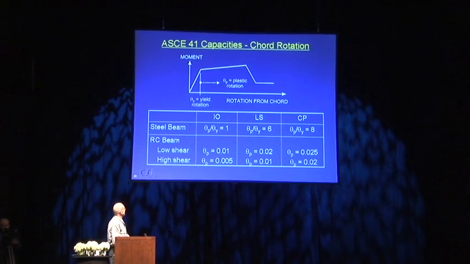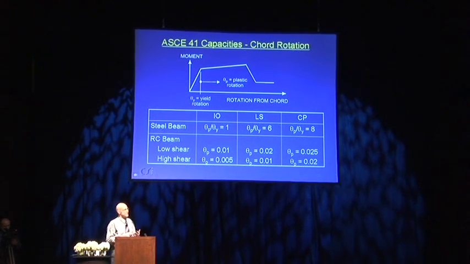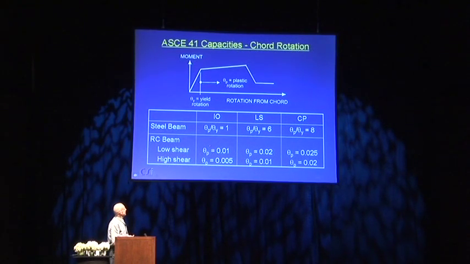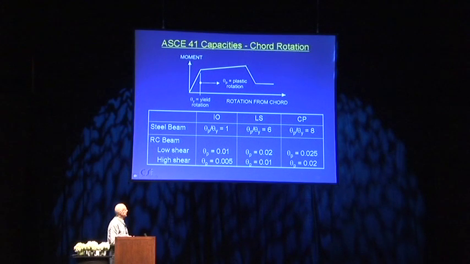It's probably going to get more complicated as time goes by. Reinforced concrete beam is a little more complicated because it's a common sense thing: if you have a high shear force at a plastic hinge, that hinge is going to be more brittle than a hinge which has got a low shear force. So it's going to have a smaller capacity. So if you have low shear, ASCE 41 now gives you this as a total value in terms of rotation, not as a ratio. 1% for IO, 2% for LS, and 2.5% for CP if you have low shear, and rather smaller than that if you have high shear.